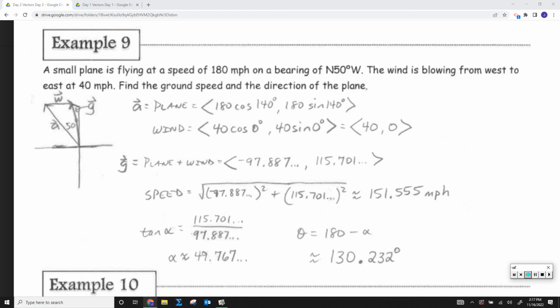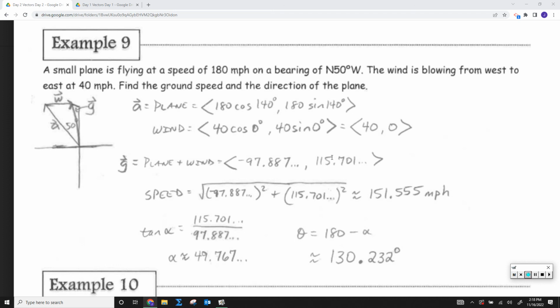And then what we're going to do is find the component form of our vector for the ground speed, the actual path that our airplane would fly if it's trying to go in this direction, the 140 degrees, with the wind pushing on it right there. If we add those two vectors together, we get our ground speed, which is airspeed plus wind. That's the negative 97.887 and the 115.701. So this is our resultant vector.